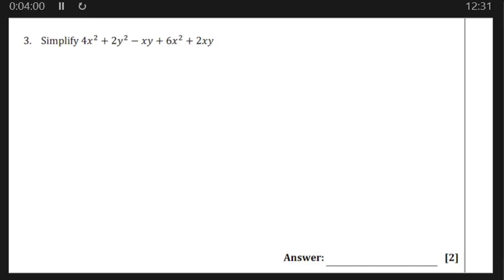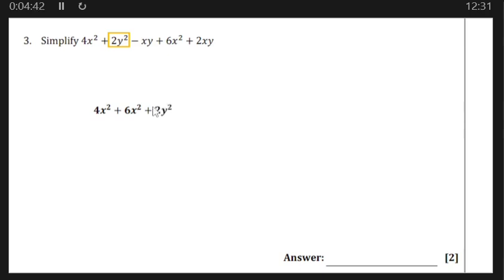Question number 3 says simplify 4x squared plus 2y squared minus xy plus 2x squared plus 2xy. To solve this one, we are going to collect the like terms. So 4x squared and 2x squared are like terms, so we'll put them together. We'll say 4x squared plus 2x squared. Then we'll drop this one. Does it have a like term y squared? We don't have another y squared here, so we have plus 2y squared.